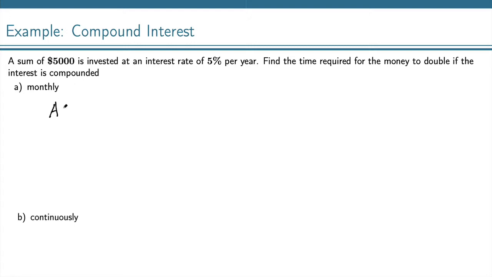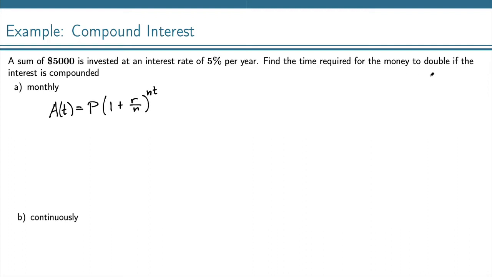So our formula for compound interest is A of t, the amount after time t, is P, the principal, times (1 plus r over n) to the nt. In order to solve for time t, to solve for an exponent, you need logarithms. So let's go and plug in everything that we know.